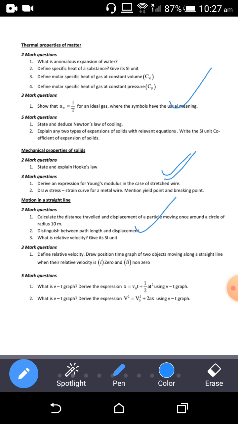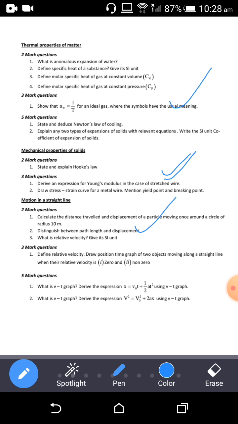So next, again, in the 2 marks questions of this motion in a straight line chapter, there are some questions which they repeatedly ask. I'll just name them, and you go through them yourself. They are going to ask position time graph for different cases. If you go through the notes, you have position time graph for different cases, so go through all the cases. Any two can be asked.